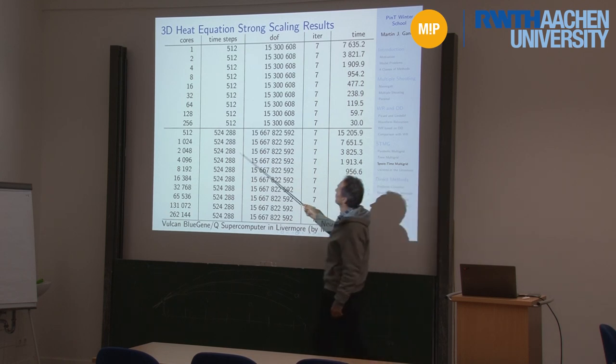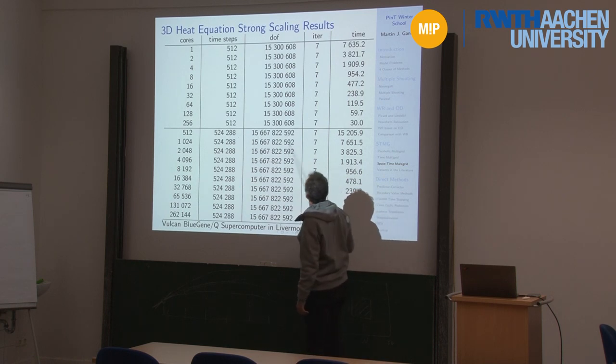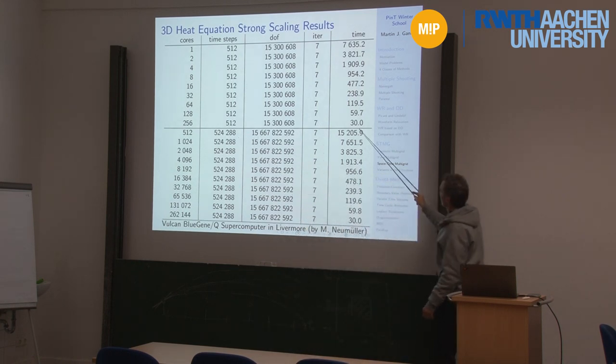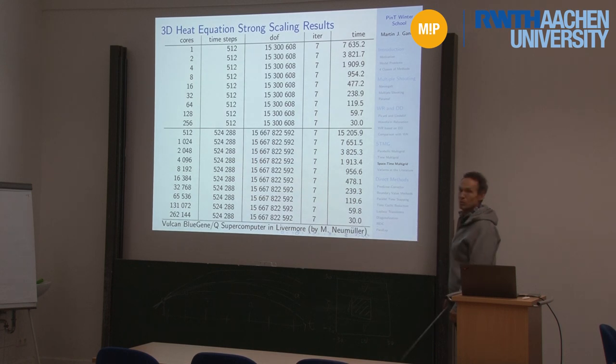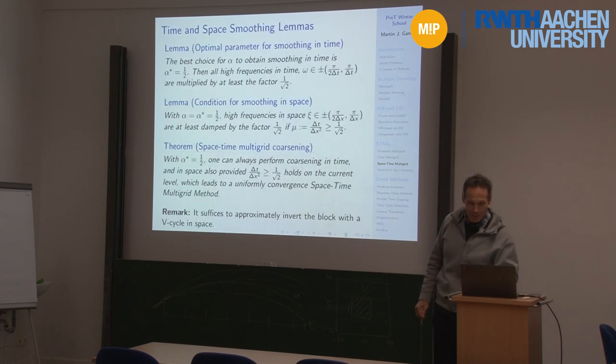So take a bigger problem. 15 billion unknowns, 7 iterations, and half. It's just spectacular. This is the best algorithm I know for a parabolic problem. This is very hard to beat. I'm working currently to try to beat it. And the idea is not complicated. I can tell you what the idea is.